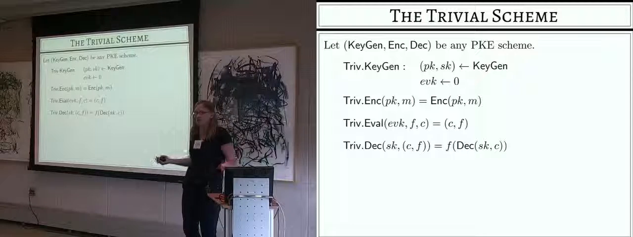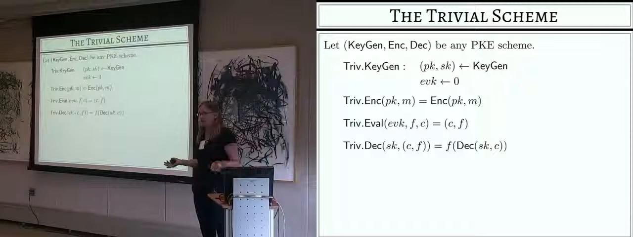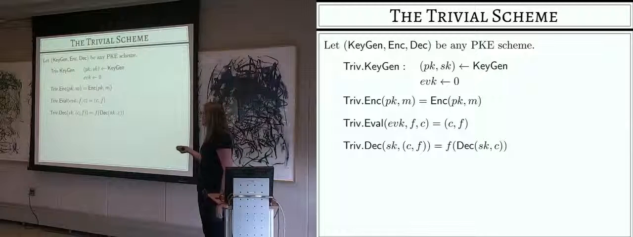But this is not at all what we mean by fully homomorphic encryption, because we've somehow cheated. We have put all of the work of evaluating F into the decryption procedure, when in fact we would like this evaluation procedure to do the work of evaluating the function.